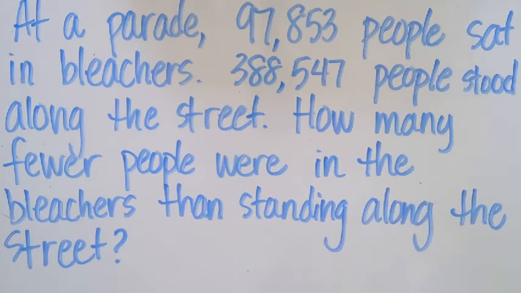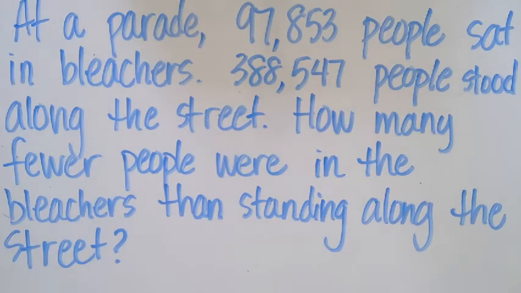At a parade, 97,853 people sat in bleachers. 388,547 people stood along the street. How many fewer people were in the bleachers than standing along the street? Okay, so we have two very large numbers and a question that's asking us to figure out how many fewer people were in the bleachers than standing along the street.